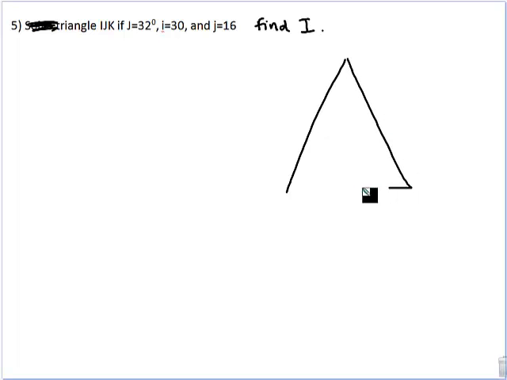Solve triangle IJK. If J is 32 degrees, I is 30, and side J is 16. We want to find angle I. Oh, goodness. So make sure you label your triangle correctly. That's a little k, the lowercase k, in cursive.